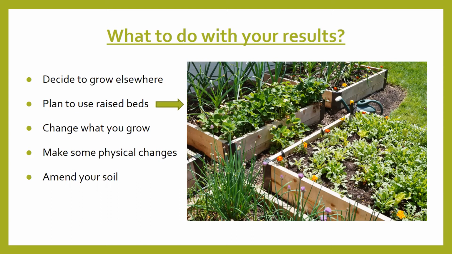But beyond using raised beds, you could change what you grow. You could say that a certain area may not be suitable for vegetables, but you decide to throw some flowers in there, or you may cover it with grass or plant a tree and mulch around it. So results may give you ideas about what you want to grow in that particular space. The other thing you can do with results is make some changes. So follow those recommendations on the soil results and add amendments and things as needed, but you also might just need to make some physical changes.